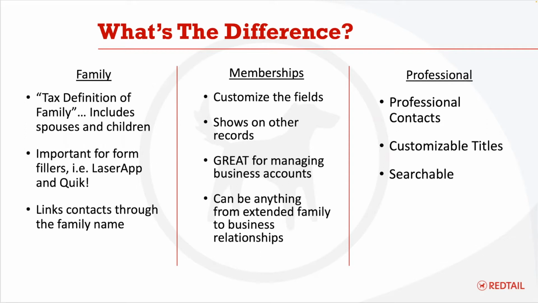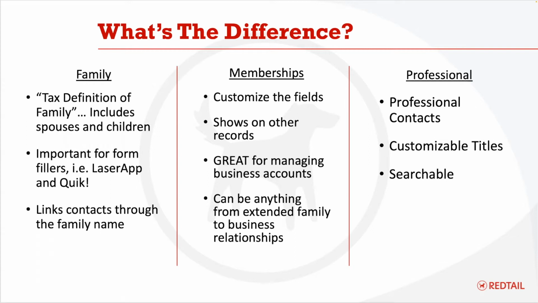Now, memberships are meant to be all those other relationships. So everything else. We've got grown children, we've got aunts, uncles, parents, we've got best friends, referrals, beneficiaries, organizations that they volunteer with. We have lots of different options here. And the cool thing about memberships, unlike family, is that they are customizable. Now, you may be asking, why isn't family customizable? Well, it's because it's that tax definition. So we don't want to let anything confuse or fog exactly what that tax definition is.